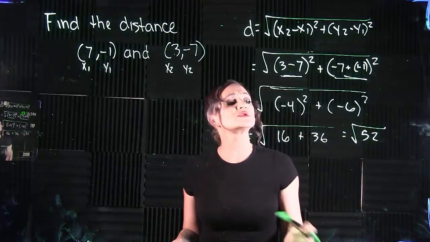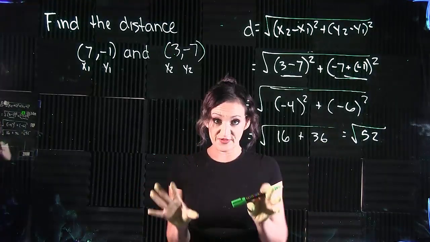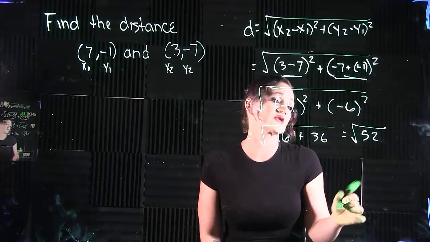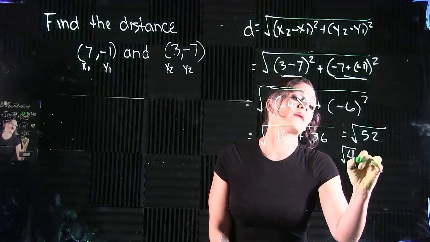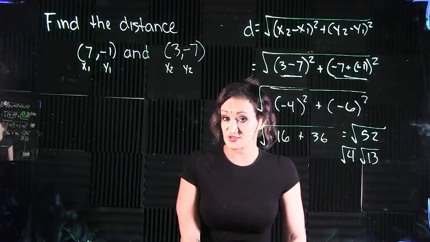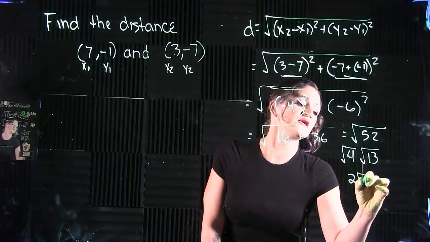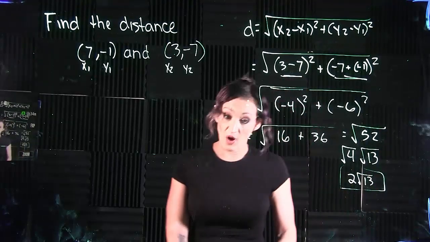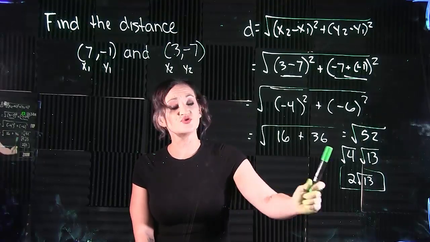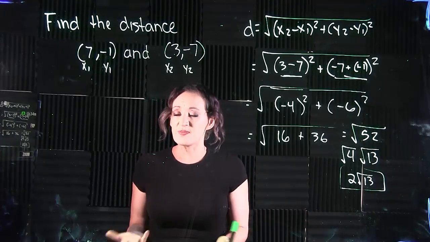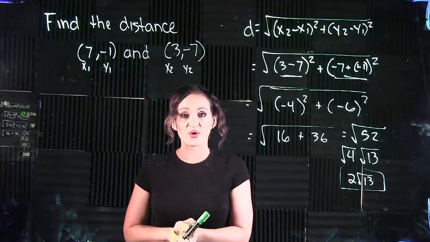When you reduce radicals by hand, you have to split them up into a multiplication using perfect squares. 52 happens to be the same thing as 4 times 13. Square root of 4 is a 2. Square root of 13 cannot be simplified, so you drop that down. The distance is 2 square root of 13. They typically like this left as a simplified radical instead of decimal form.